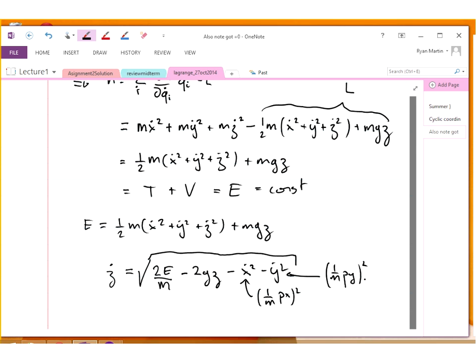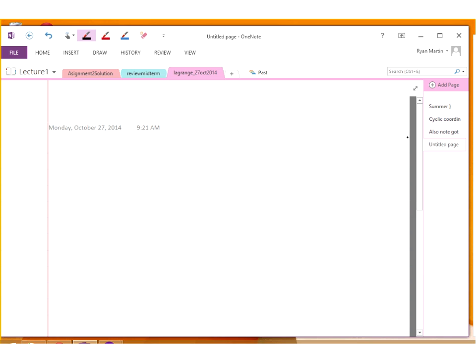So here we end up with a first order differential equation for z. It's fairly straightforward to solve. And trivial first order differential equations for x and y. So you could have solved this with the Euler-Lagrange equation, but it's much simpler when there are cyclic coordinates to get rid of them. All right. Any questions about that?